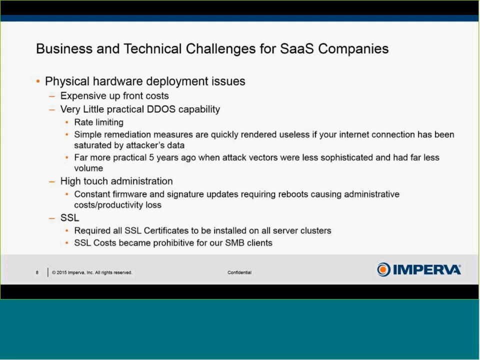Additionally, physical hardware is a high touch administrative function. There are signature updates, there are firmware updates. With our hardware solution, it was probably an update every other day for signatures, and then there were also firmware updates where we were required to reboot the device probably at least once a month, sometimes more. And that meant, you know, we're a high availability environment, so failing all our traffic over to the other one, rebooting the first one, failing it back, redoing the other device. It was more time than our admins wanted to handle in the middle of the night. So that didn't make a lot of sense for us.